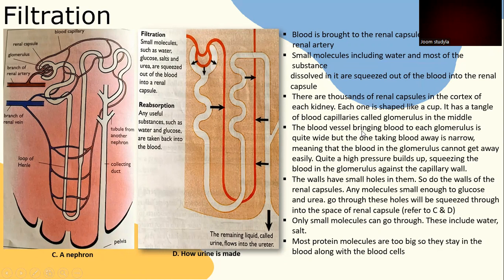The blood vessel bringing blood to each glomerulus is quite wide, but the one taking blood away is narrow, meaning that the blood in the glomerulus cannot get away easily. Quite a high pressure builds up, squeezing the blood in the glomerulus against the capillary wall. The walls have small holes in them, and so do the walls of the renal capsule. Any molecule small enough, such as glucose and urea, goes through these holes and is squeezed into the renal capsule. You can refer to diagrams C and D.